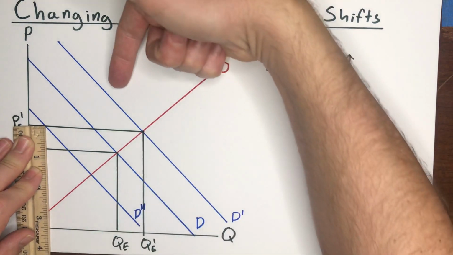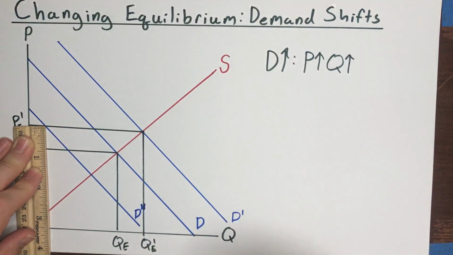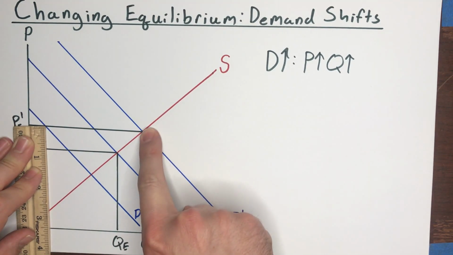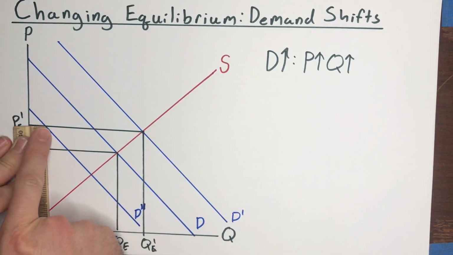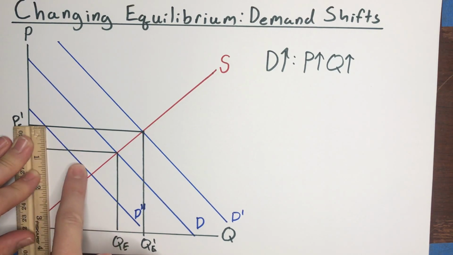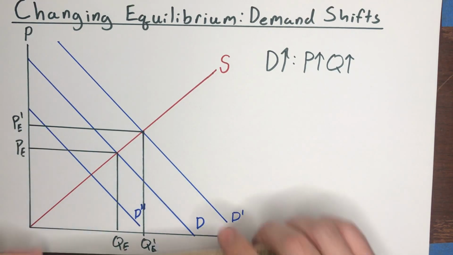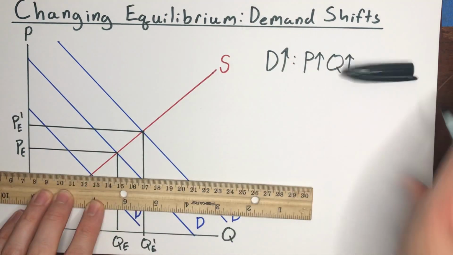The surplus puts downward pressure on the price as sellers compete with each other to cut their prices and get rid of the surplus, sell off the excess product. And so as the price fell, quantity supplied would start to decrease. As the price fell, quantity demanded would start to increase as we move along this demand curve. And eventually, they're going to meet in the middle.